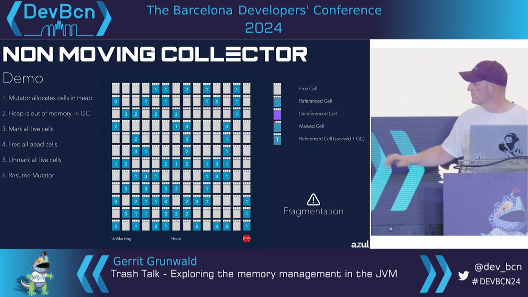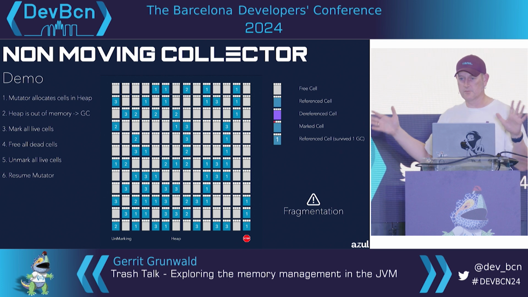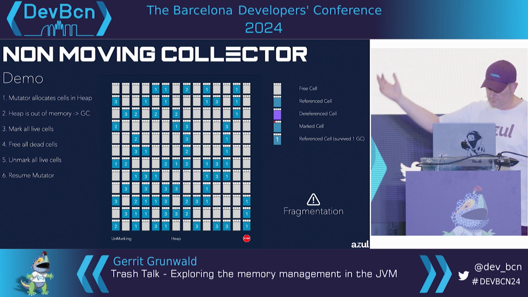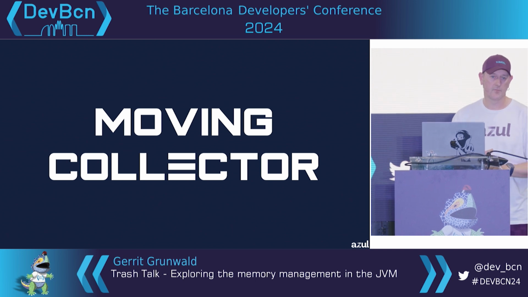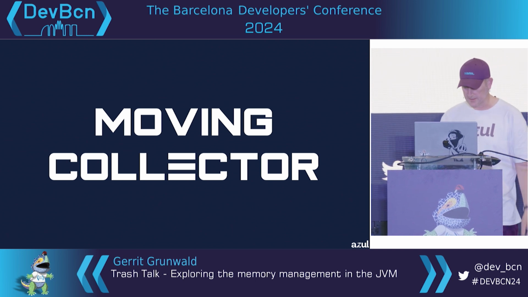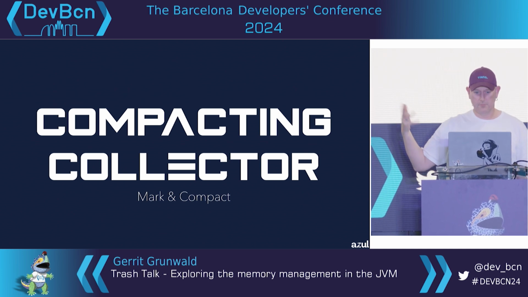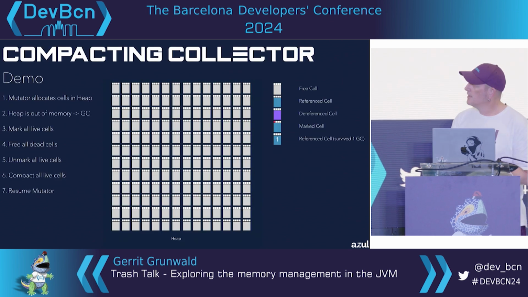So mark and sweep has this fragmentation problem. It's fast because we don't have to move stuff. We just mark them, and everything that's dead will be removed. But it comes with the problem of fragmentation. So that leads me to the next one, which is a moving collector. Moving collectors we have 2 different kinds of. So the first one is the so-called mark and compact. It's a compacting collector. It's very much the same that we saw before, right?